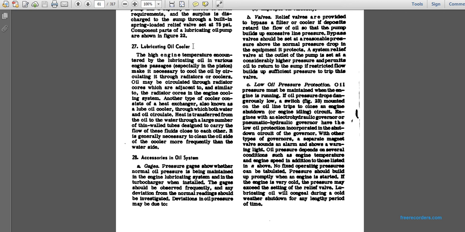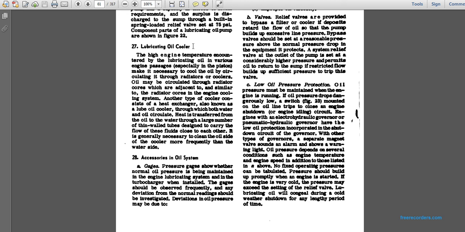Oil pressure should be maintained while the engine is running, as loss of oil pressure is dangerous. A low oil pressure switch mounted on the oil line causes shutdown of the engine, or operates in the engine idling circuit. The engine hydraulic governor, or the pneumatic hydraulic governor, has low oil pressure protection incorporated with the shutdown circuit of the governor. With other types of governor, a separate magnet valve sounds an alarm or shows a warning light. The oil pressure depends on several conditions such as the engine temperature and speed. In addition to those listed above, no fixed operating procedures can be tabulated.